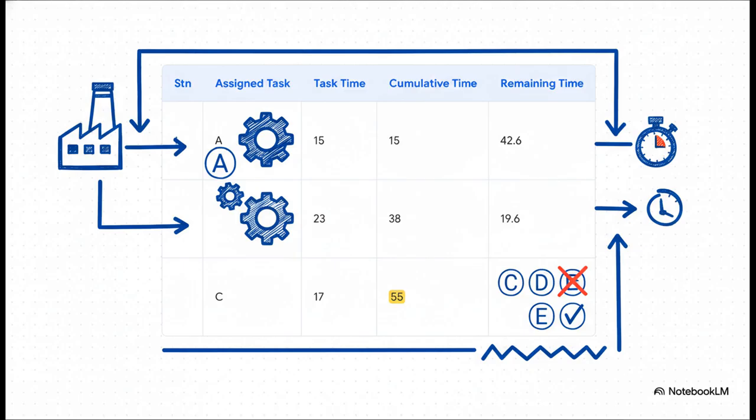It's 23 seconds. Does it fit? Yep, so we assign it. Now we're down to 19.6 seconds left. Okay, with A and B done, tasks C, D, and E are all eligible to be assigned.